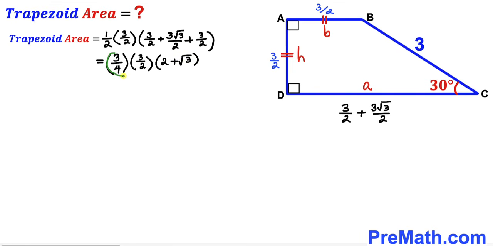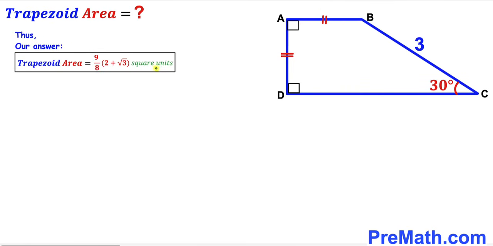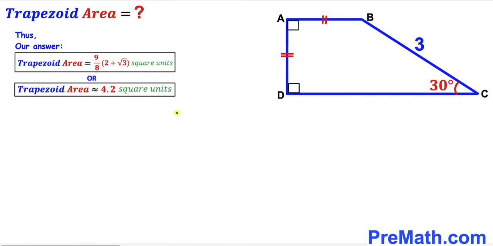Now let's multiply these first two, which gives us 9 divided by 8. So this trapezoid ABCD area is going to be 9 divided by 8 times 2 plus square root of 3 square units. Thus, after all the calculations and manipulations, the area of this blue trapezoid turns out to be 9 divided by 8 times 2 plus square root of 3 square units. This area is approximately equal to 4.2 square units as well. And that's our final answer.